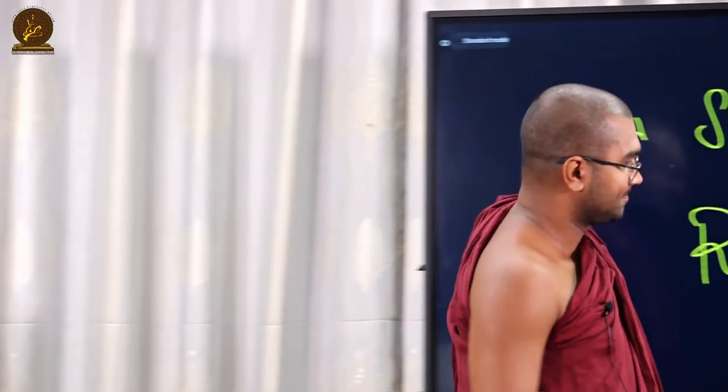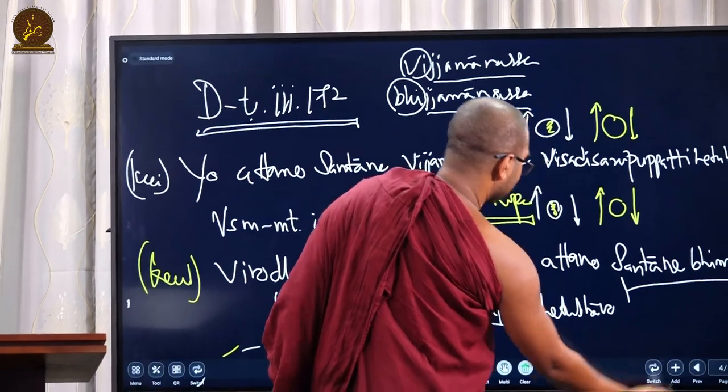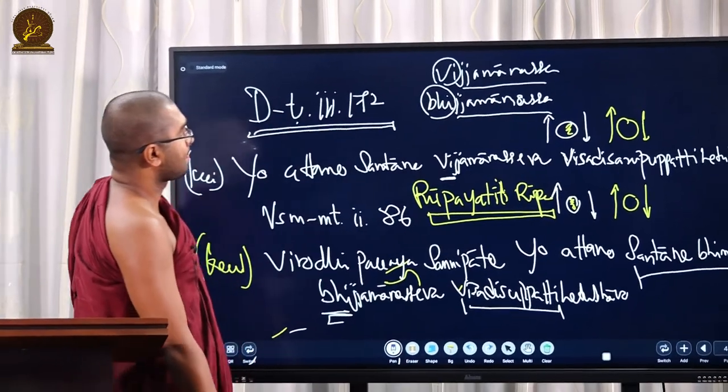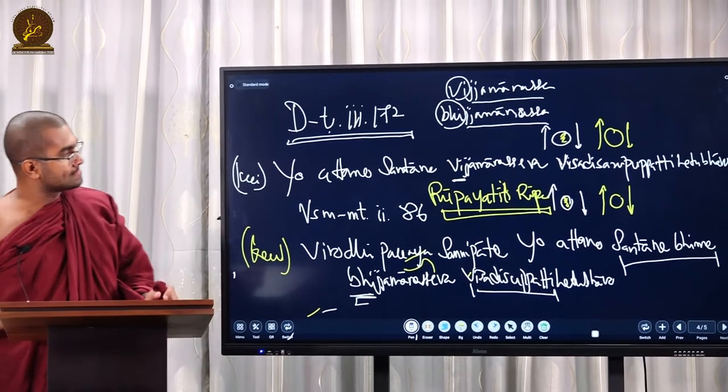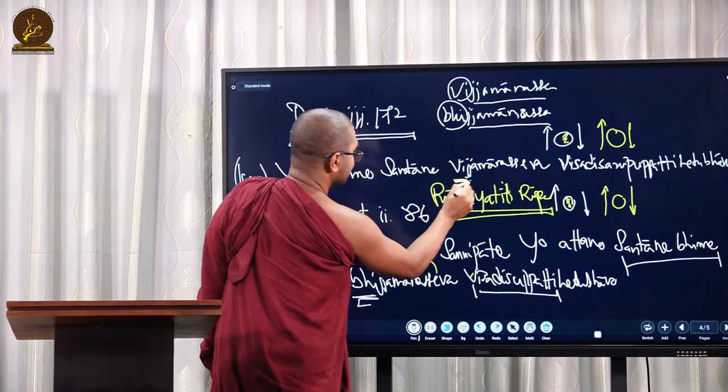Hi, Panti. I have a number of questions. The first one is about those two explanations in the Tika, the Digha Tika and the Visuddhimagga Tika. You said that there might be a printing mistake, so according to what you're saying, it's either Vijjamana or Vijjamana, right?